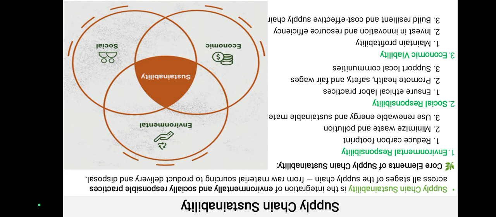You can see the core elements of supply chain sustainability. One is environmental responsibility, which is reducing the carbon footprint. Footprint means emissions, such as the use of carbon monoxide or any elements harmful for the environment. As I said, that is why the supply chain is going for the green supply chain. So minimize waste and pollution, and use renewable energy, which is also very important.